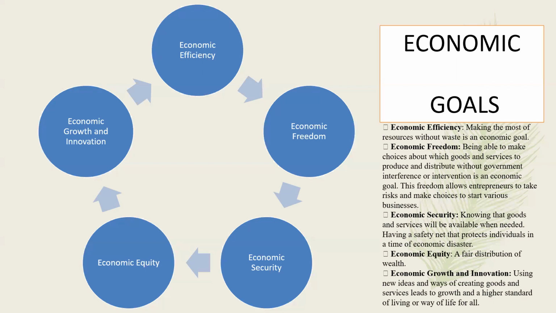It's basically making the most of our resources without wasting anything, right? We want to make full use of it. We want to utilize all that we have. We don't want any wastage. We want the freedom whereby we'll be able to make choices. We have that option to make choices without government interference and intervention. So we should be free to choose what we want to purchase and what we don't want to purchase, what we want to consume and what we don't want to consume, right? We have that economic freedom.